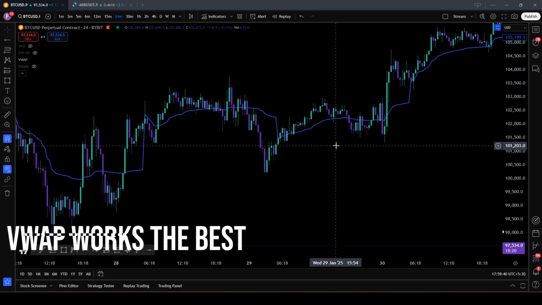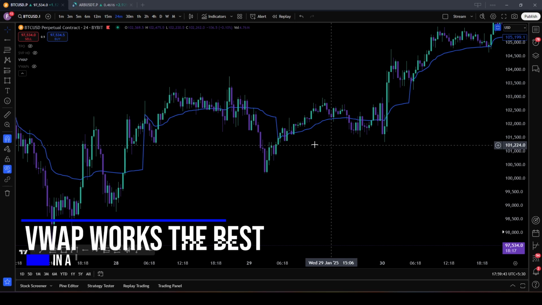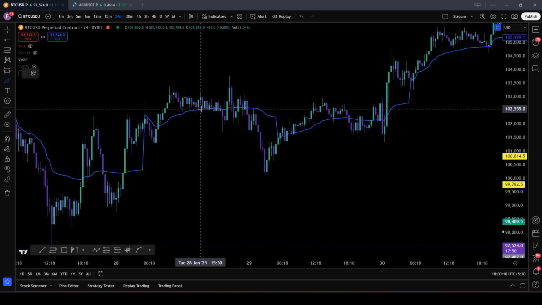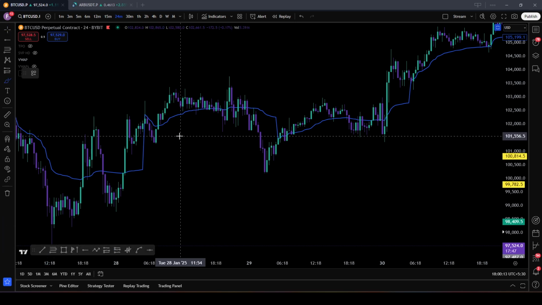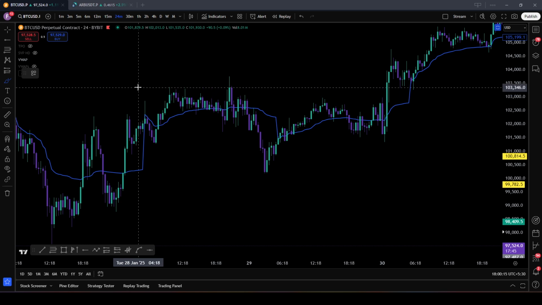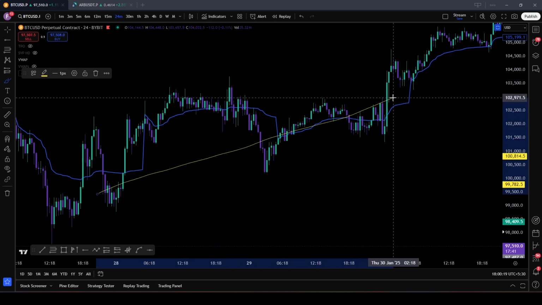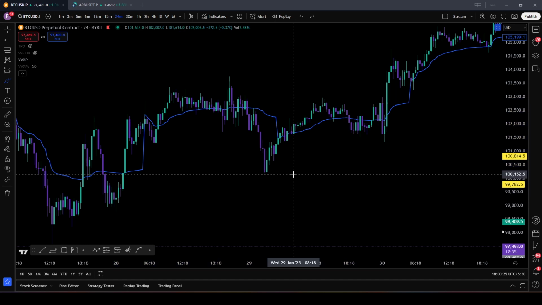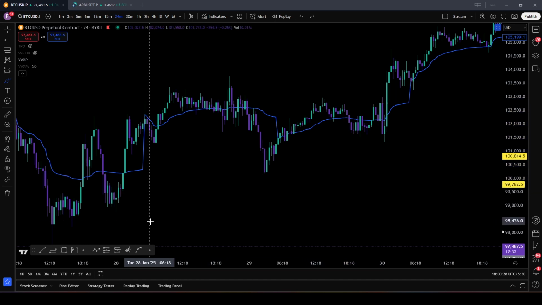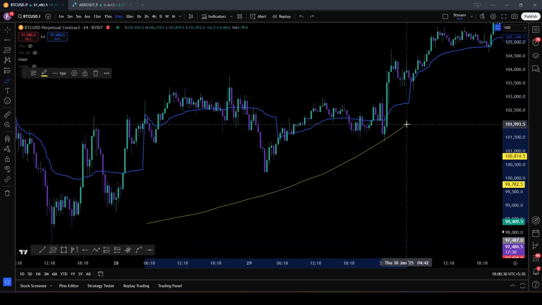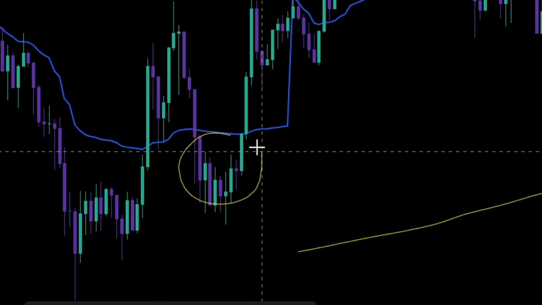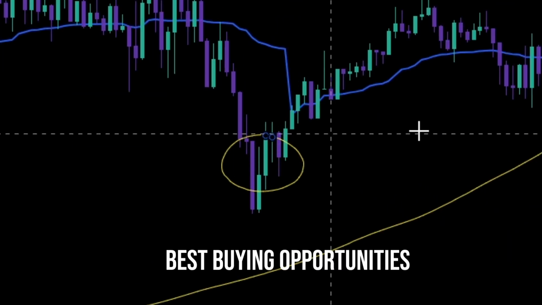I would suggest VWAP works the best in a trend, right? So if a market is in a range bound scenario, I would recommend not using VWAP because it's not the best case scenario for using it. But if there's a clear trend which you can identify on your charts, I suggest VWAP works the best in them. So if you can identify that the price is making a clear uptrend, every time you lose VWAP, this can be the best buying opportunity for you.